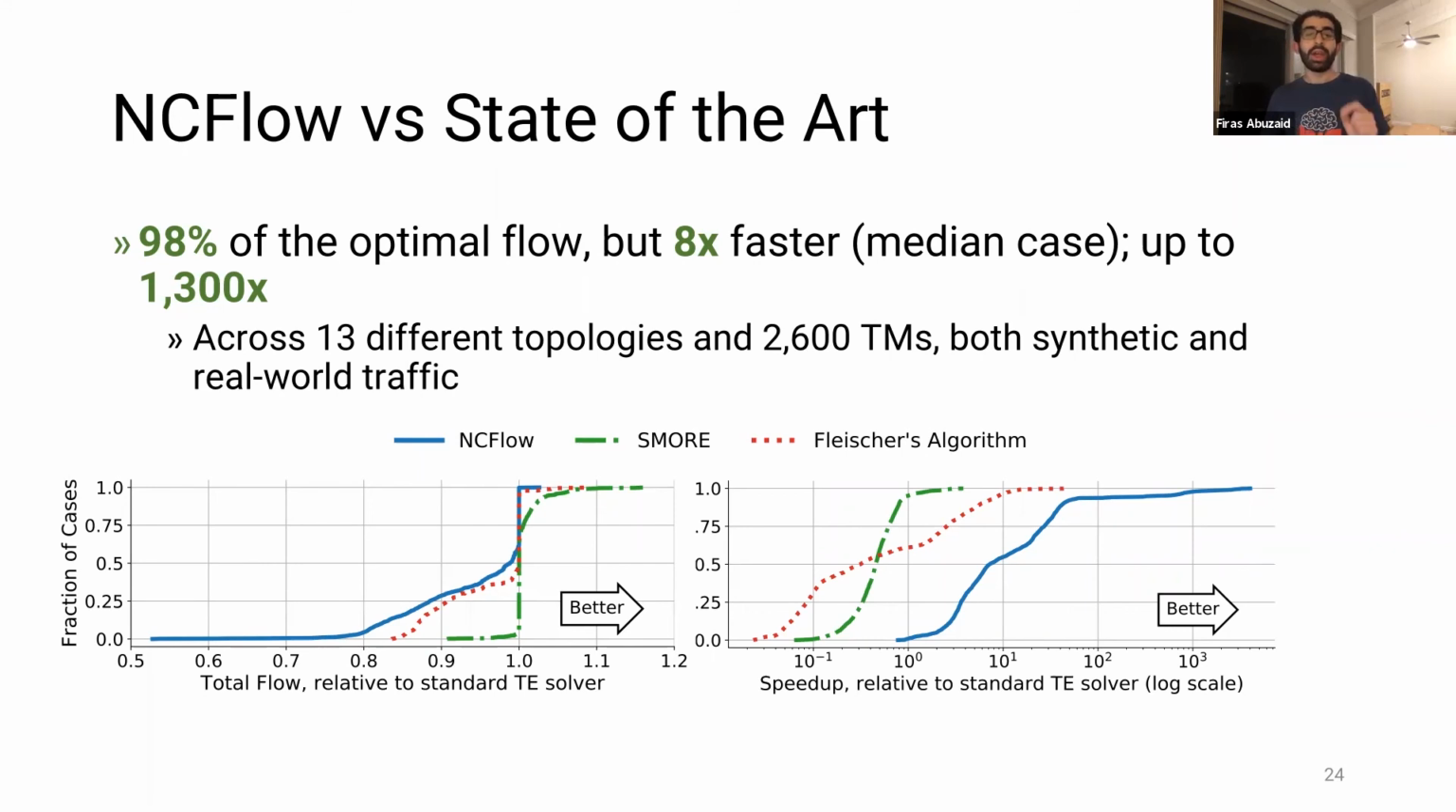In our experiments, we found that across a variety of public and private topologies, on both synthetic and real-world traffic, NC flow allocated 98% of the optimal total flow in the median case, but was 8 times faster in the median case too. Moreover, we saw maximum speedups of 1300x. As you can see in the bottom right plot, NC flow is orders of magnitude faster than the standard linear program, as well as other state-of-the-art approaches.